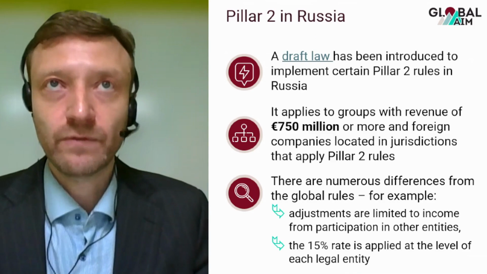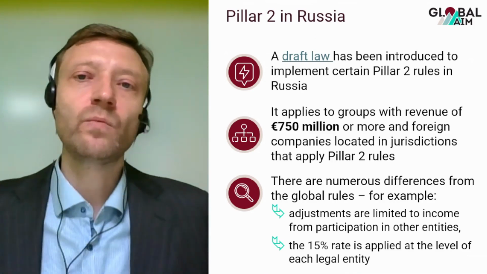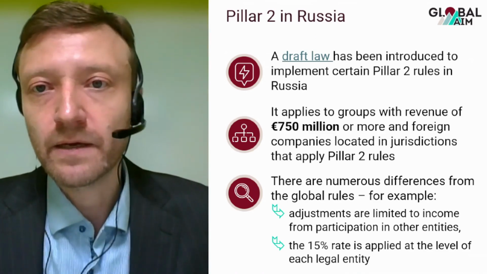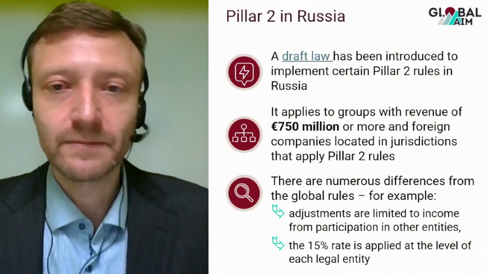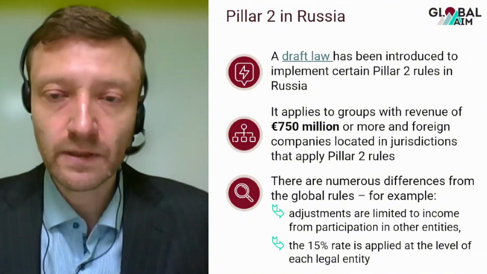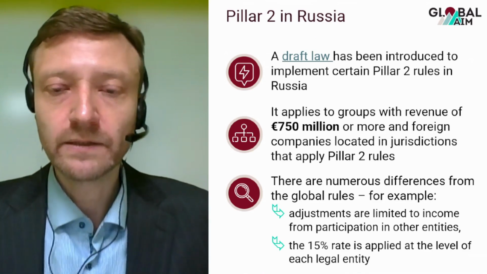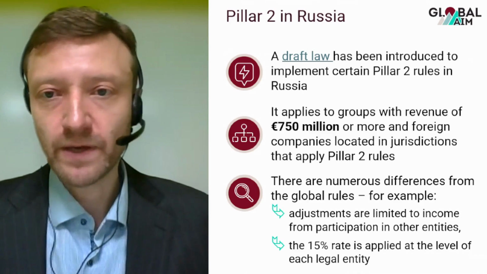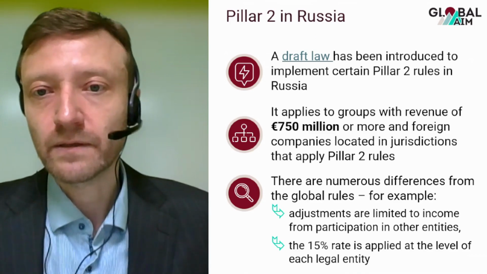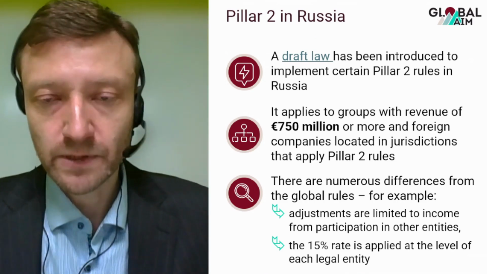In the United Arab Emirates, for example, the guidance, the description of how DMTT rules work, is more than 100 pages. So first of all, the Russian version is very concise. It's just a few pages long. Second, there are differences, and some of them are quite significant, and deviations from the global principles, global rules.